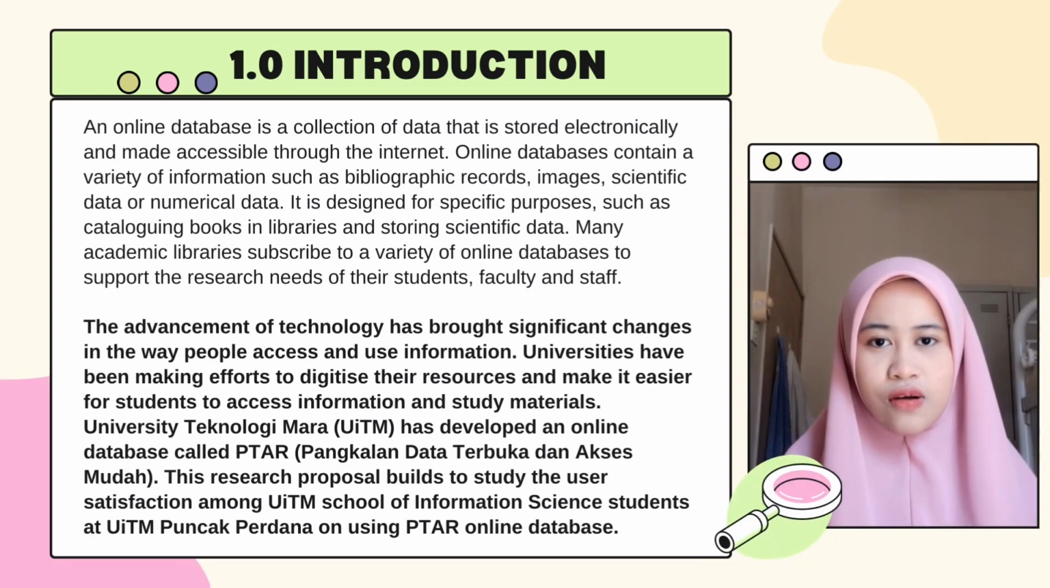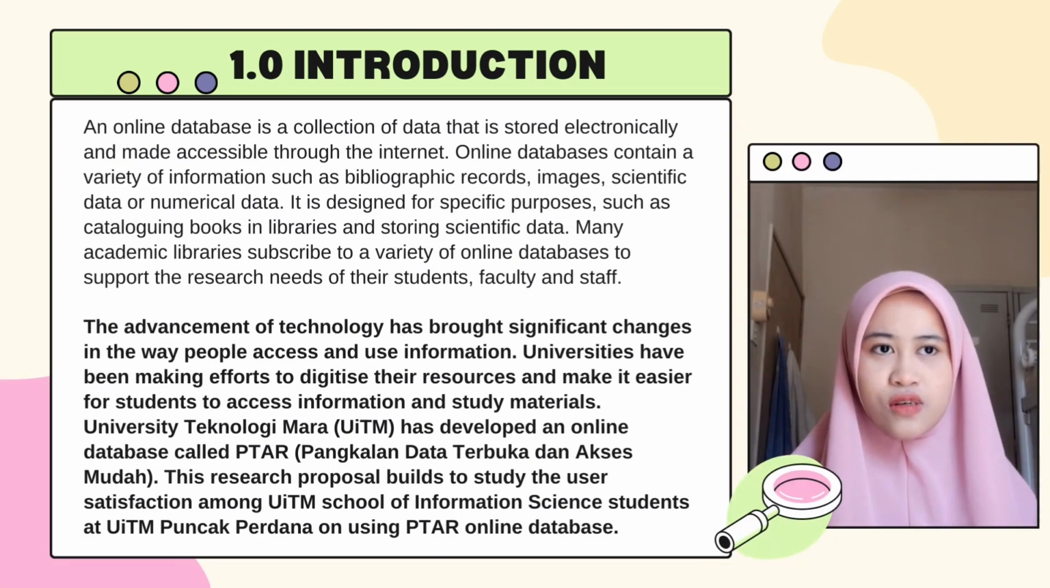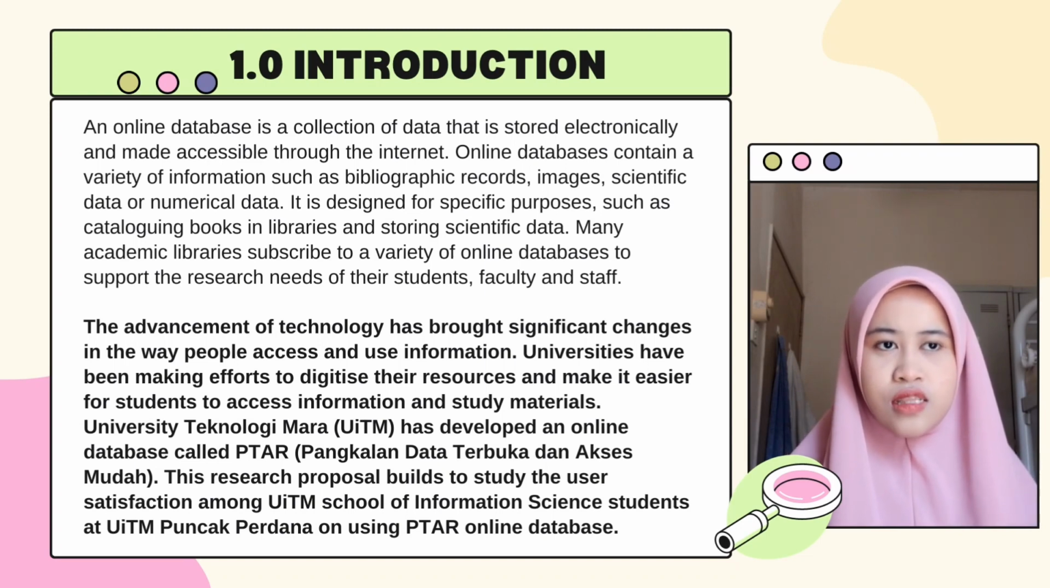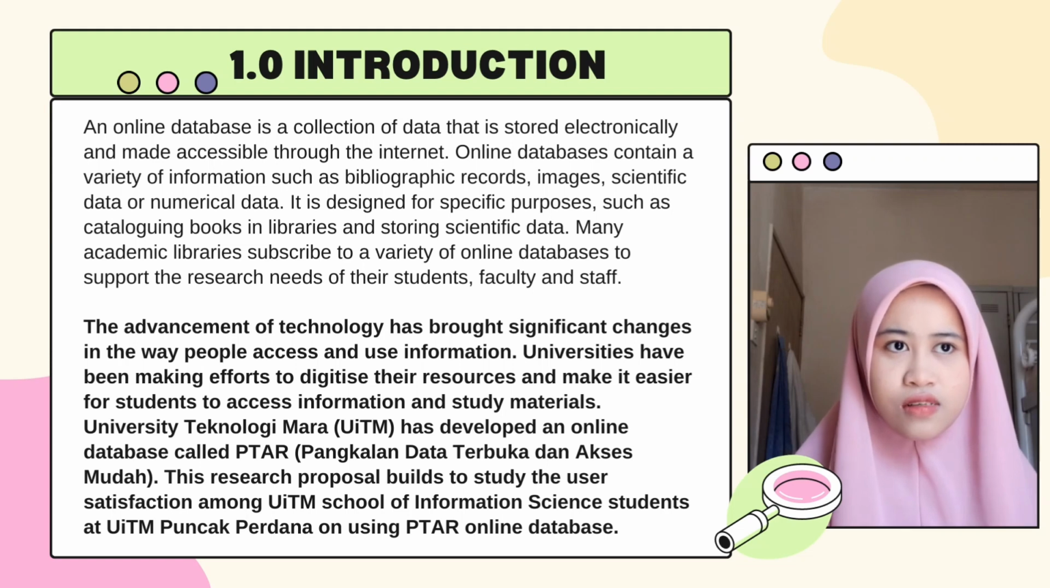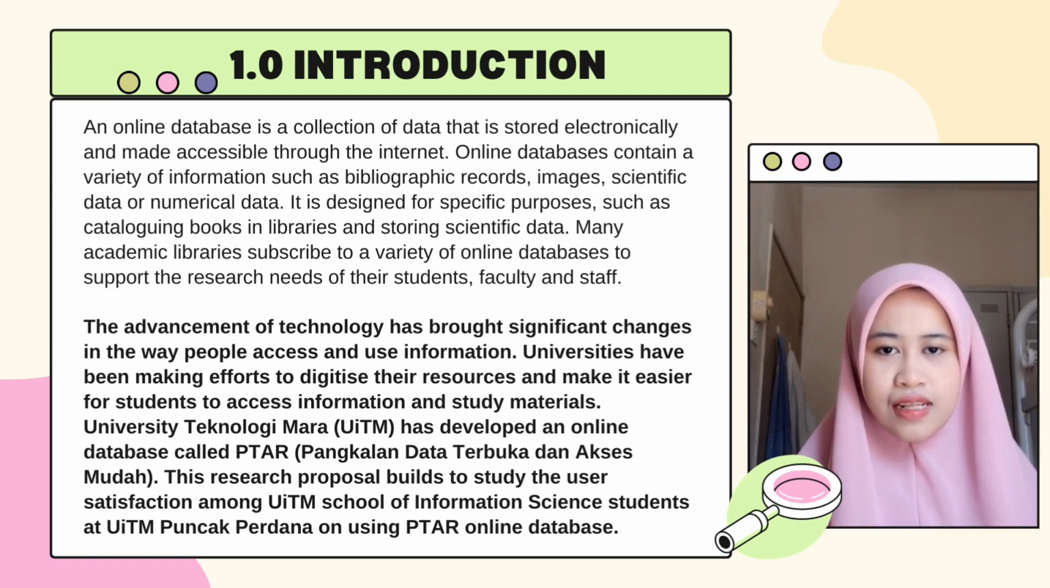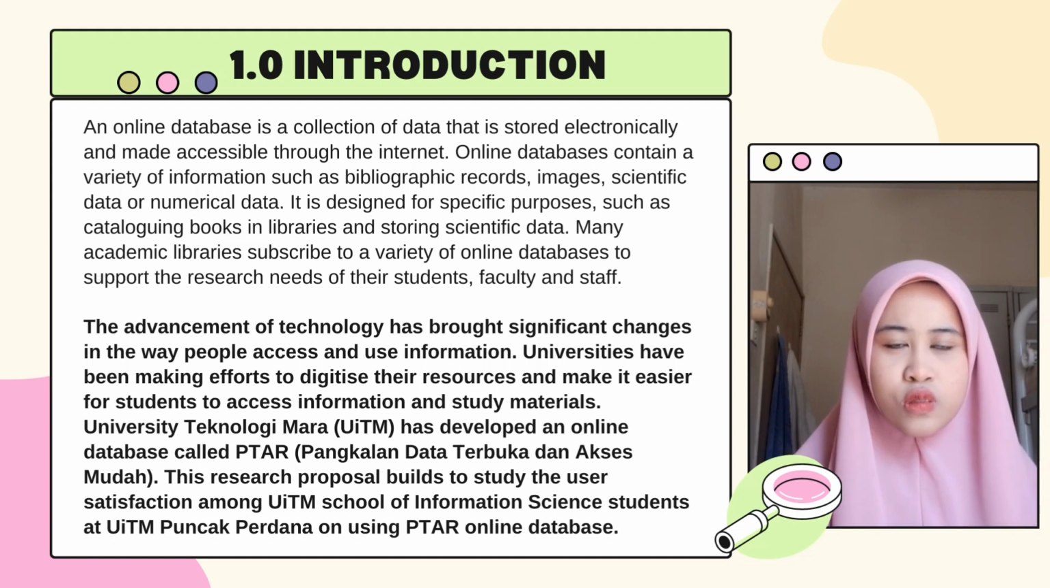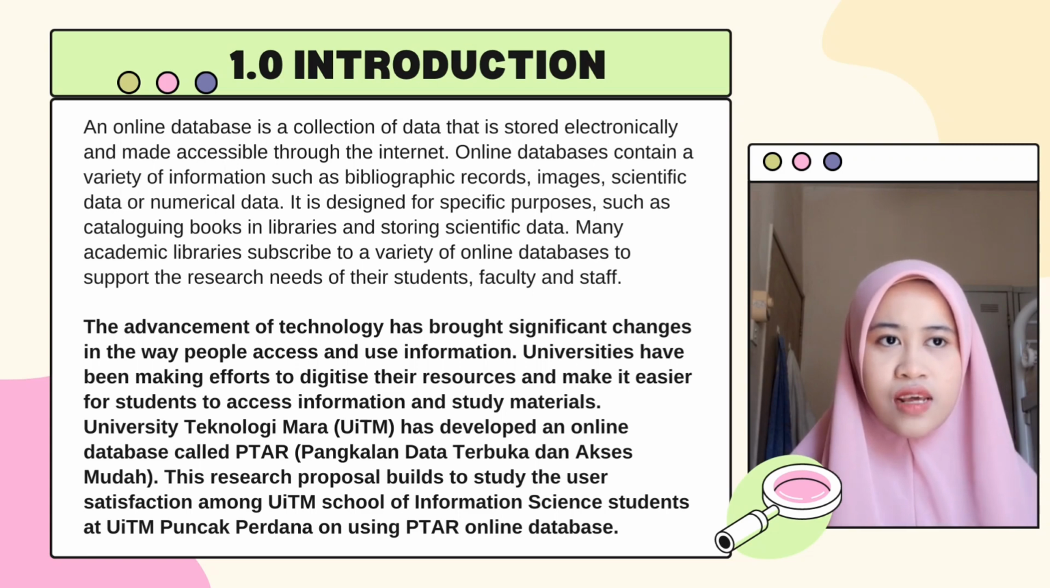Introduction. An online database is a collection of data that is stored electronically and made accessible through the internet. Online databases contain a variety of information such as bibliographic records, images, scientific data, or numerical data. They are designed for specific purposes such as cataloging books in libraries and storing scientific data.